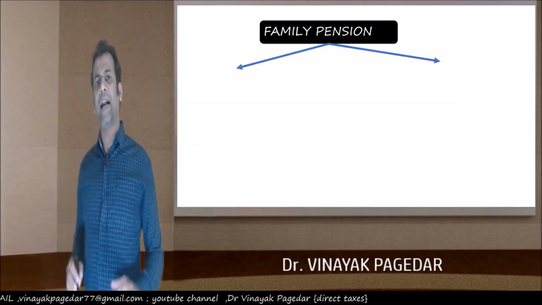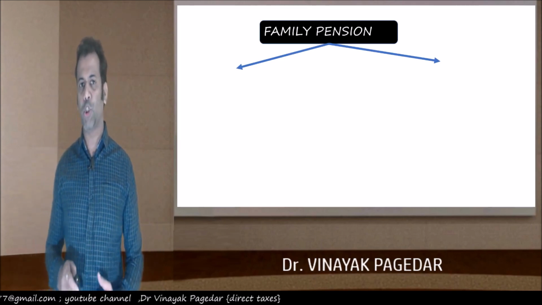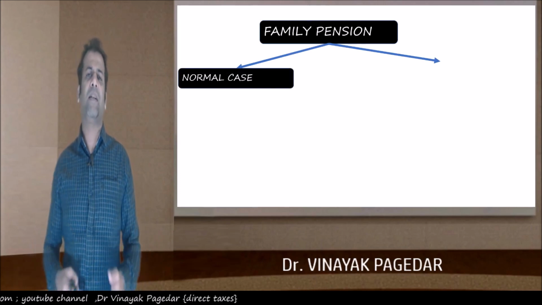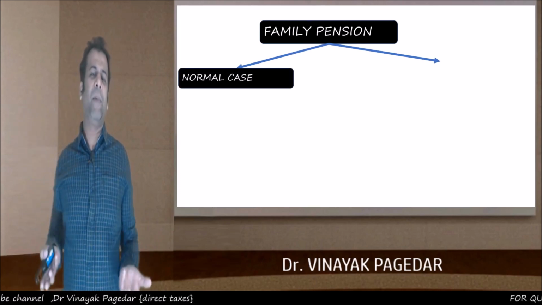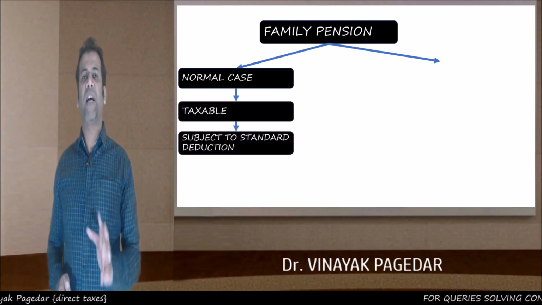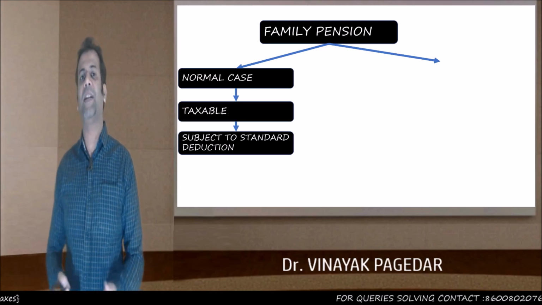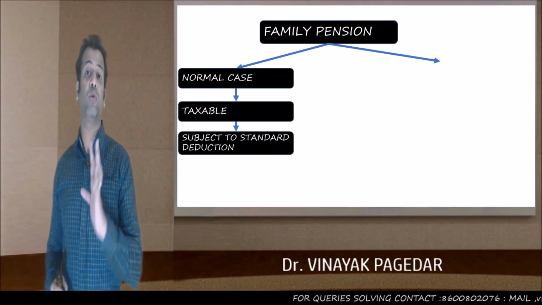Now let us look at the taxation of family pension. There are two cases of family pension. The first case is a normal case, like the employee dies and the family members receive the family pension. This will be taxable subject to a standard deduction. The family pension will be taxable in the hands of the recipient subject to a standard deduction.